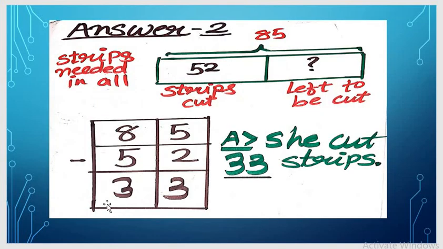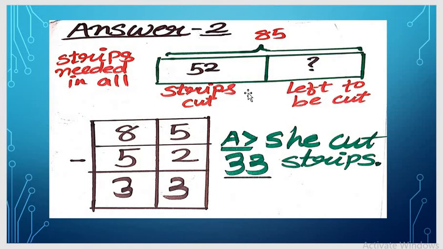Okay, so the answer is what, all students? 5 minus 2 is equal to 3. 8 minus 5 is equal to 3. What did we get as the answer? 33. So how can we write the answer? She cut 33 strips. She needs to cut 33 more strips. So we write 33.